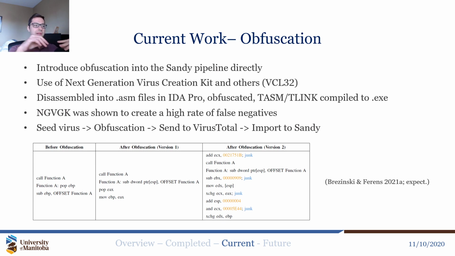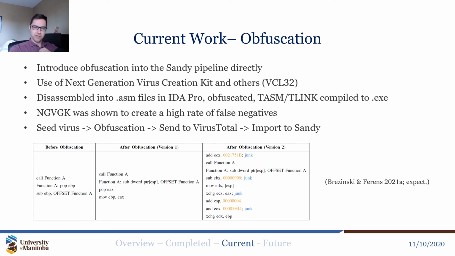So how the pipeline would work is it takes a seed virus, it obfuscates it, we would send it to VirusTotal using their VirusTotal API, and it would see which antivirus vendors and their signature-based techniques flag it and which of them don't, and then we'd import it to the Sandy environment in order to look at all that dynamic behavior.